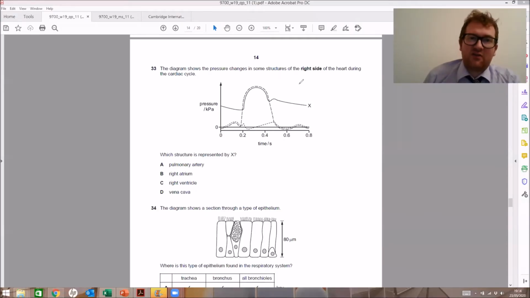Question 33, the diagram shows pressure changes in some structures of the right side of the heart during the cardiac cycle. This is interesting because normally you get given a picture of the left one. The right side is probably designed to trick you, but it's exactly the same type of diagram. This little dotted line represents the ventricular pressure. And this little dotted line here represents the atrium pressure.